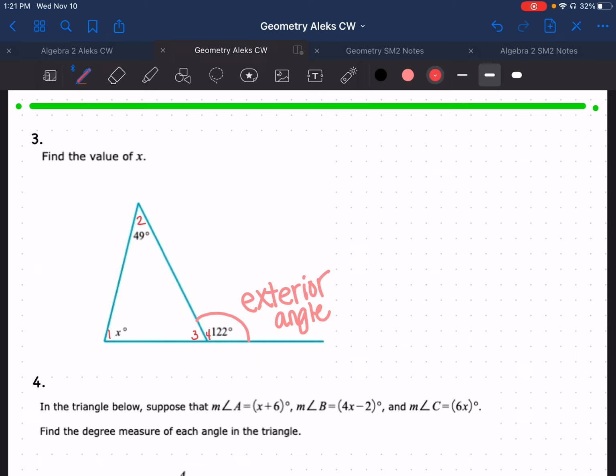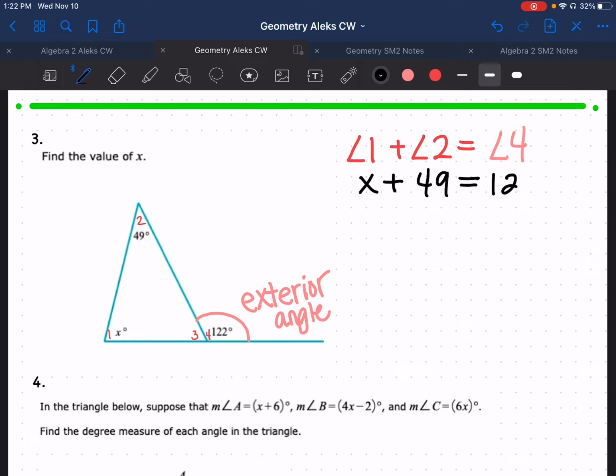The reason for this is when the exterior angle is given or it is being asked of you to find, you could see the x where the 122 is. You're going to use the exterior angle theorem, which says angle 1 plus angle 2 is equal to angle 4, our exterior angle. Now that I know which theorem I'm going to use, I have the formula to set up the problem. So I can say x plus 49 equals 122.